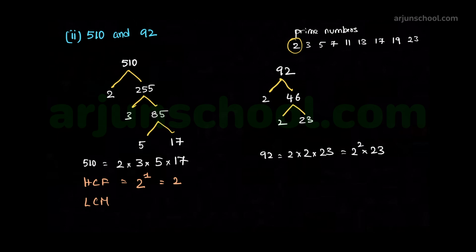Now let us find the LCM. Let us write down all the primes that we have: 2, 3, 5, 17 and 23. Now the highest power of 2 in both 92 and 510 is 2. Therefore we can write 2 square times the highest power of 3 in both the numbers is 1. Therefore into 3 power 1, and the highest power of 5 we have is 1. Therefore into 5 power 1, and for 17 we have the highest power as 1. Therefore into 17, and for 23 we have the highest power of 1. Therefore into 23.